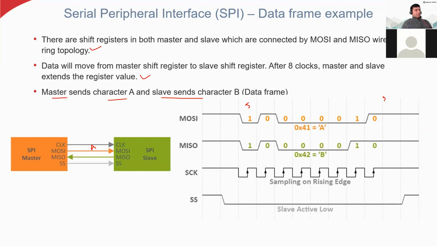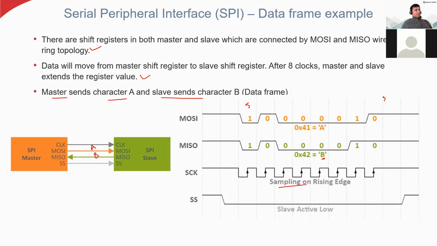And then the MISO is transferring the character B. So the MISO is different. The binary equivalent of this character B is this one, 100000010. And here you can see 100000010. This slave is transferring this character B to master, and it's using 8 clock cycles for the data transfer.